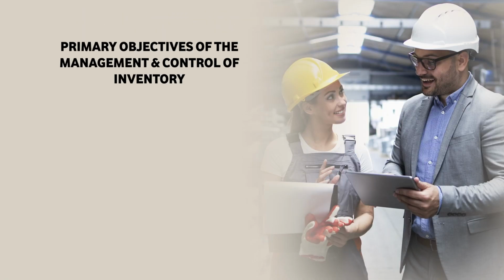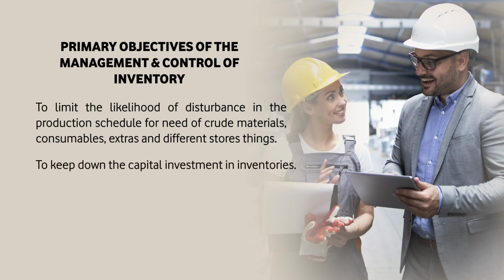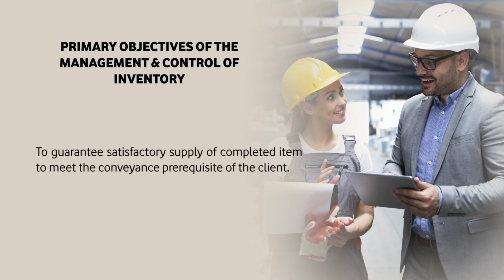Now, what is the primary objective of the management control of inventory? What is our aim? To limit the likelihood of disturbance in the production schedule for the need of raw material, consumables, extras and different store items. To keep down the capital investment in the inventories. To guarantee the satisfactory supply of finished items. To meet the delivery requirements of the customer. Means the supply of finished items must meet the customer need, and there will be proper delivery systems to see that the client is satisfied.